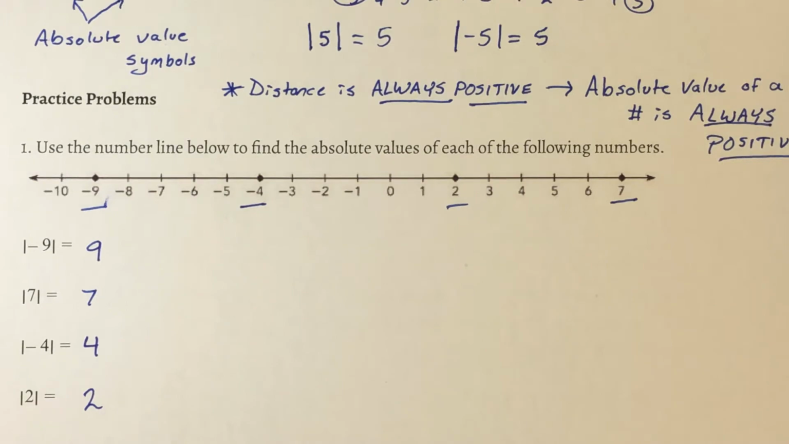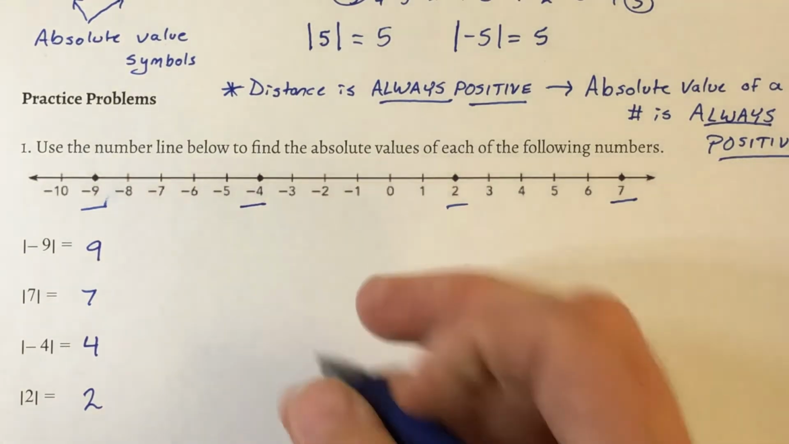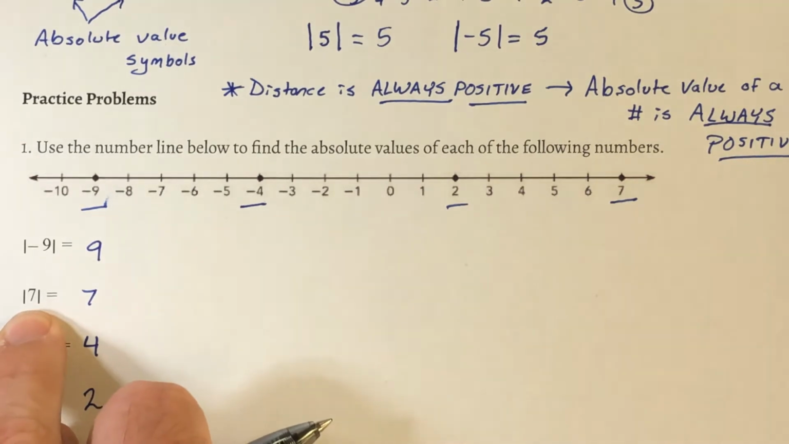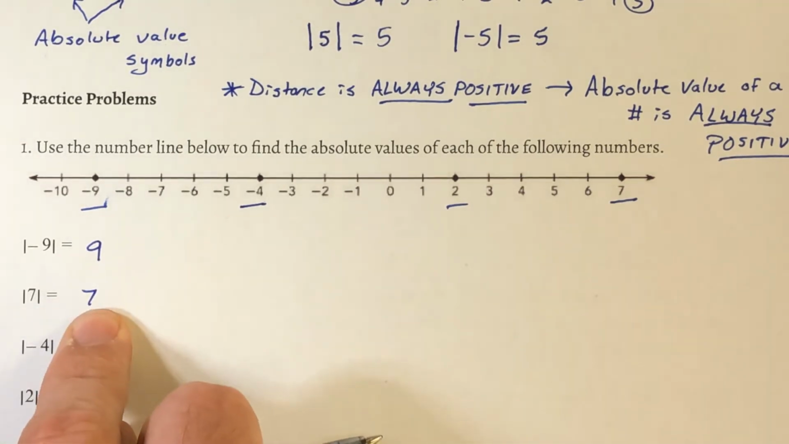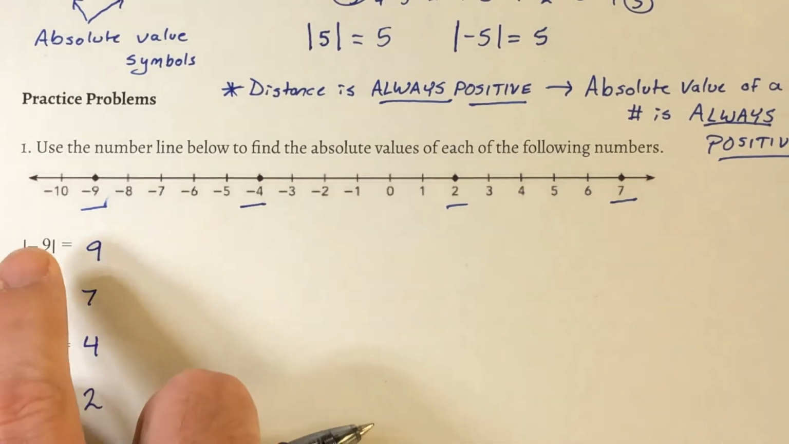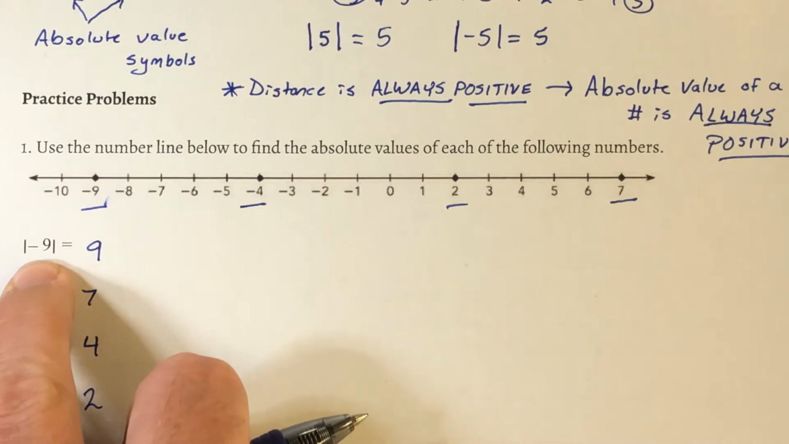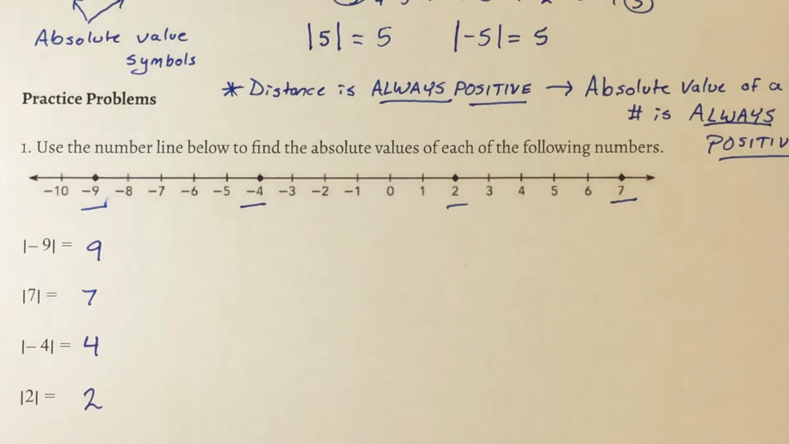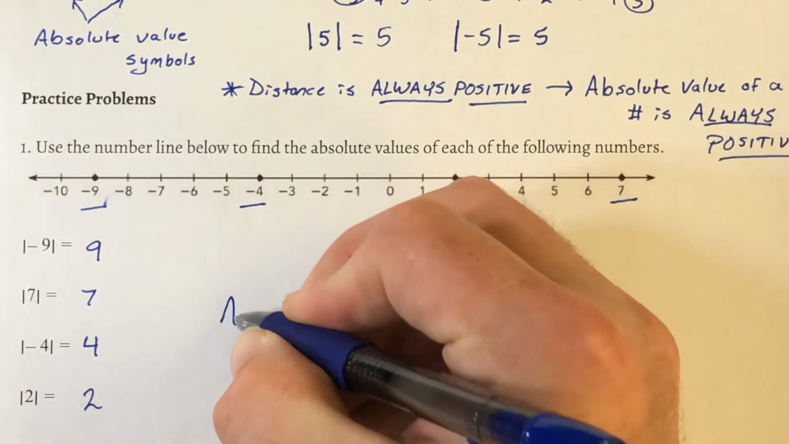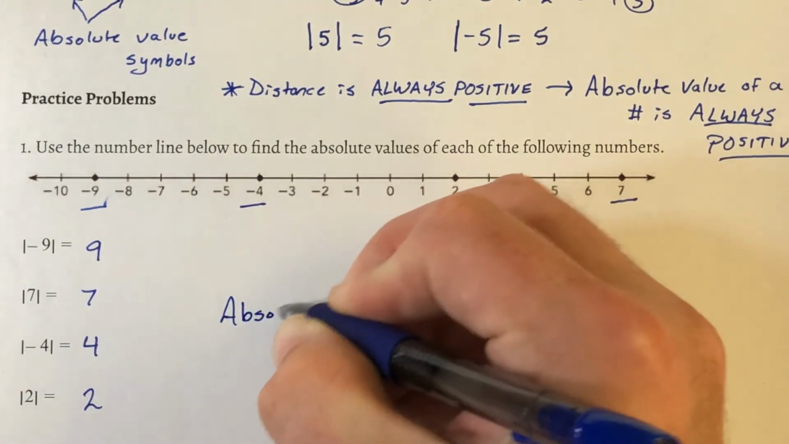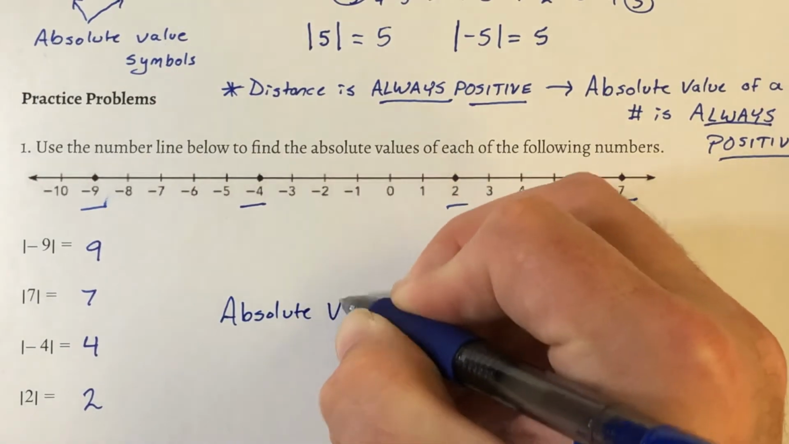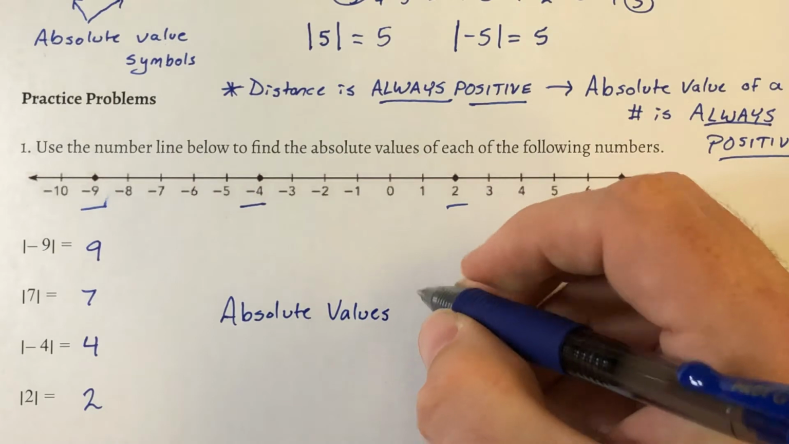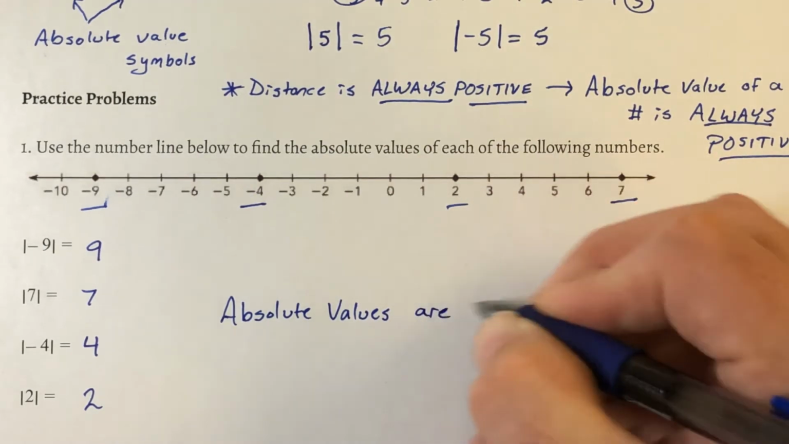Also, one thing to keep note of, do not confuse absolute value with opposites. If I was finding the opposite of 7, my answer would be negative 7. If I was finding the opposite of negative 9, it would be positive 9. But absolute value and opposites are often confused. So we just want to remind ourselves that absolute values are not opposites.